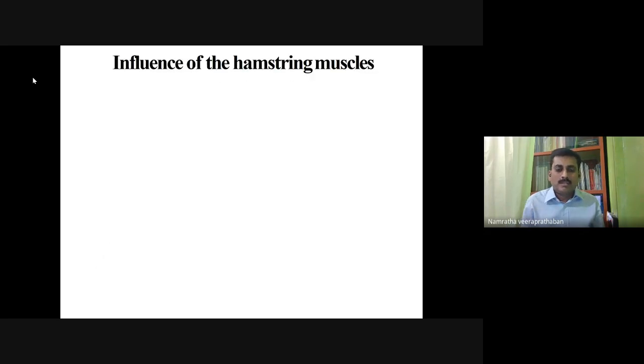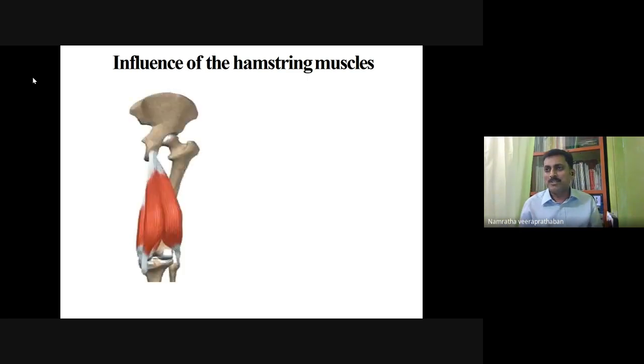Now, the influence of the hamstring muscles. This is really challenging because I have been working for many years with patients with hamstring problems. When you have hamstring tightness or contractures, it's really amazing to work with these people. We will go to this part later. Let's see the anatomy of the hamstring muscles now. We all know the hamstring is biceps femoris, semitendinosus, and semimembranosus.